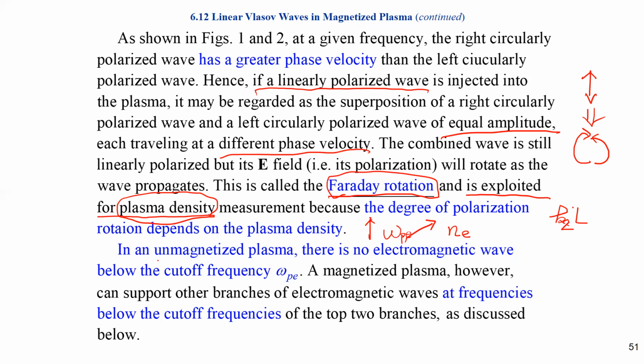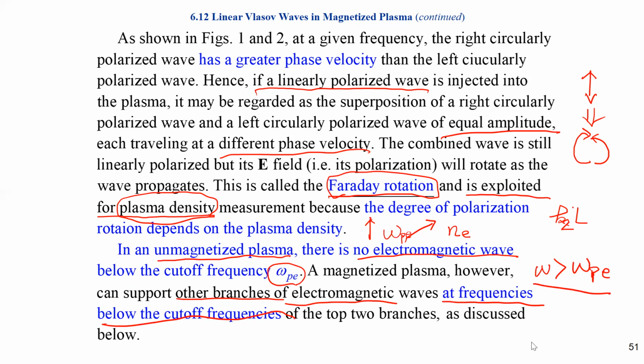In an unmagnetized plasma, there is no electromagnetic wave below the cutoff frequency. A magnetized plasma, however, can support other branches of EM wave, surprisingly at frequencies below the cutoff frequency. Without a magnetic field, the cutoff frequency should be here. But with a magnetic field, we can generate other branches.